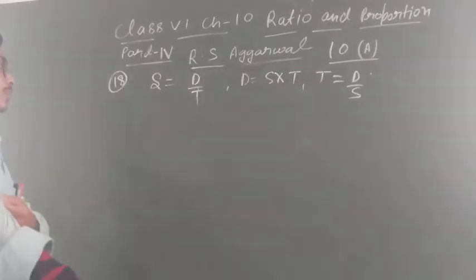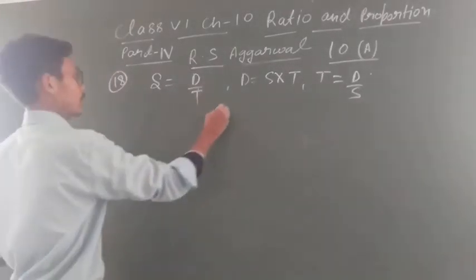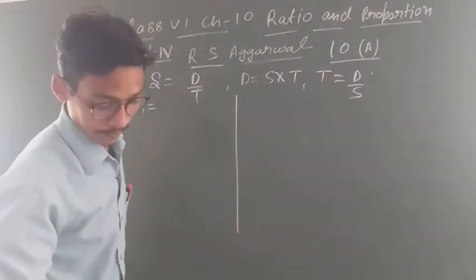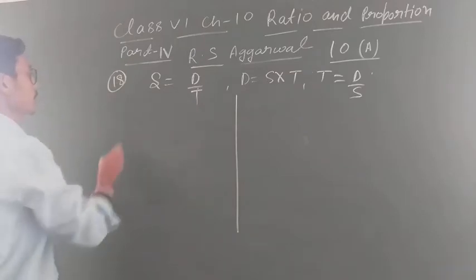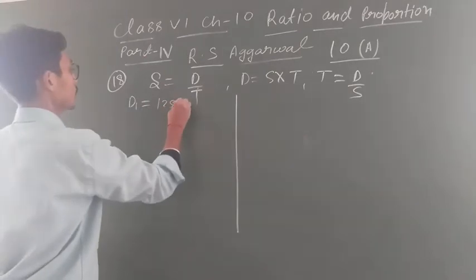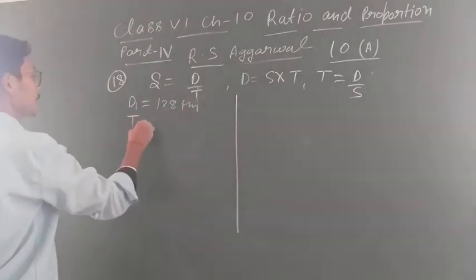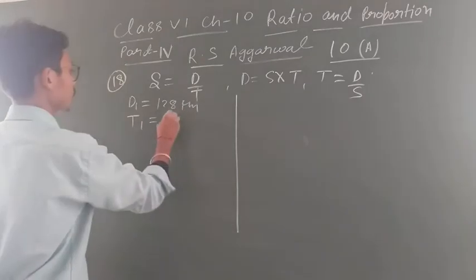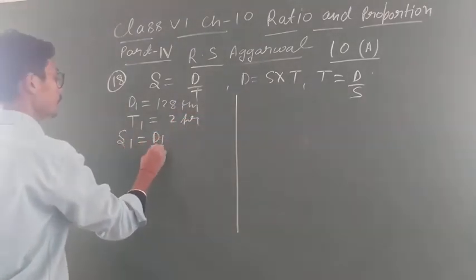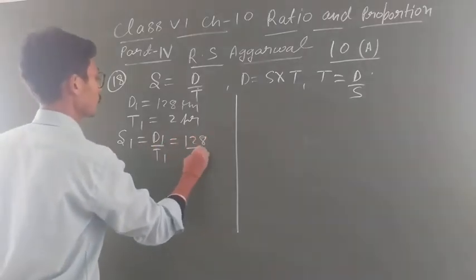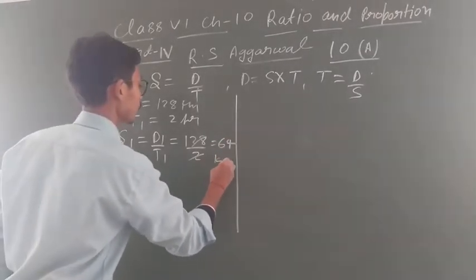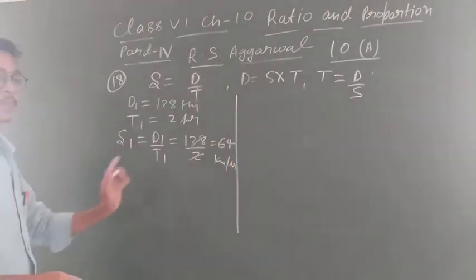Clear? Now the thing is, see, two things are given. First write down what is given. Distance, that is D1, is given 128 km. Write down 128 km. T1, that is time, is given student 2 hours. Write down 2 hours. Now we know that speed S1 equal to distance upon time. So 128 upon 2. This will come 64 kilometer per hour. This is the first speed student.